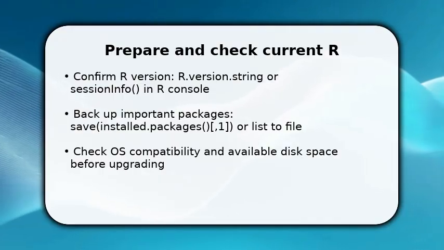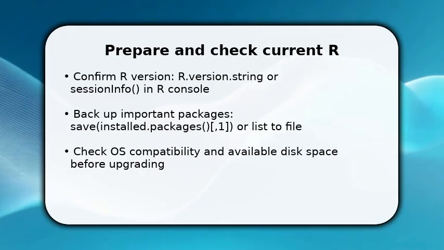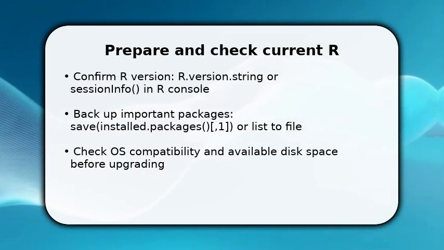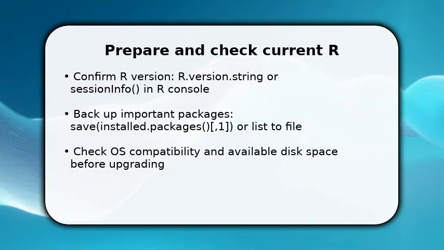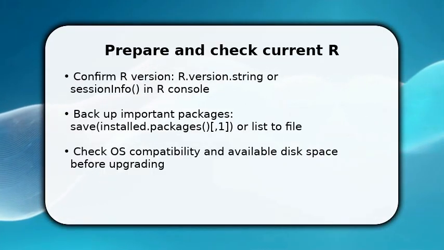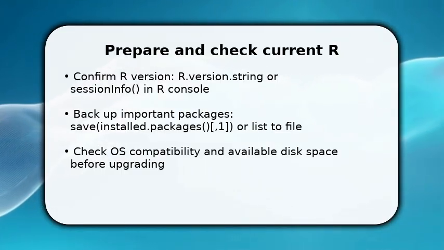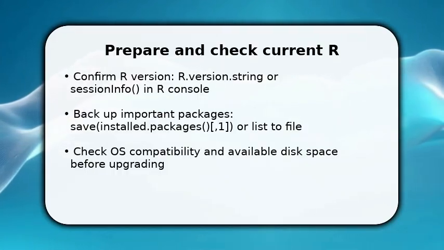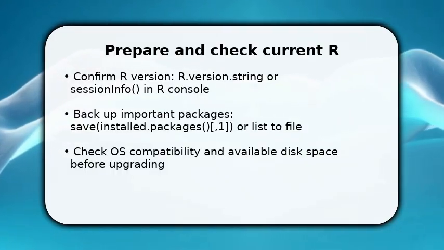You start by confirming your current R version and package inventory so you know what to replace. Open R or RStudio, run sessionInfo, and save the installed packages list to a file. This preserves your setup. Once done, verify operating system compatibility and free disk space. Make sure package binaries or source builds match your OS. You should also close other R sessions and note any custom library paths, because the installer will need clear targets and you want to avoid permission conflicts.